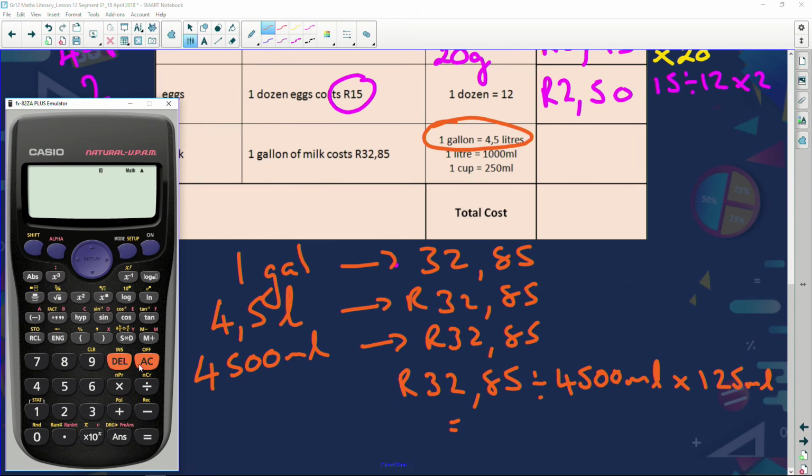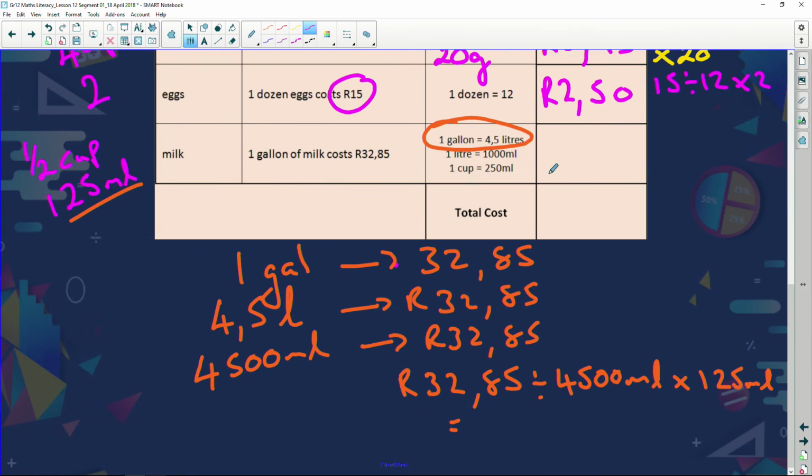And again, folk, my brain's too small to work this out. We need a bigger brain. So I get my calculator. 32.85, I'm going to divide that by 4,500 and I get a wacko answer. Multiply that by 125 and my answer then is 91 cents. So the cost of that milk is 91 cents.